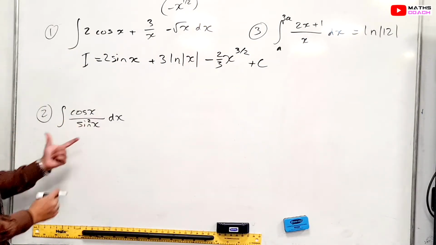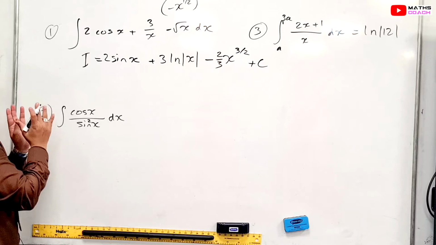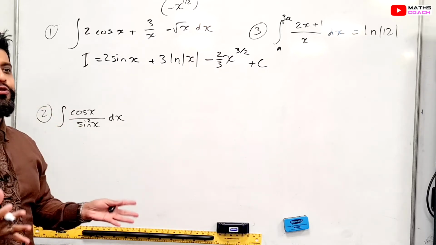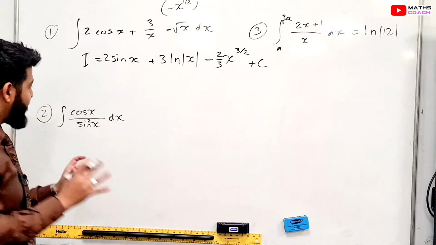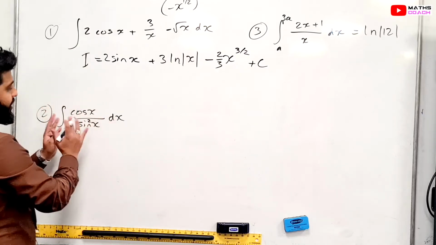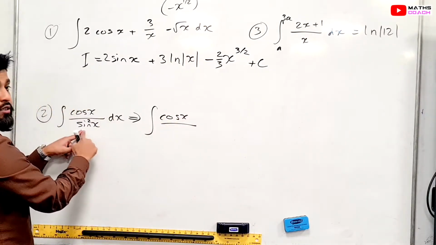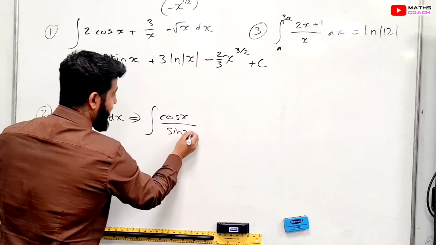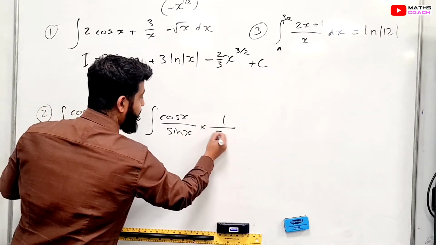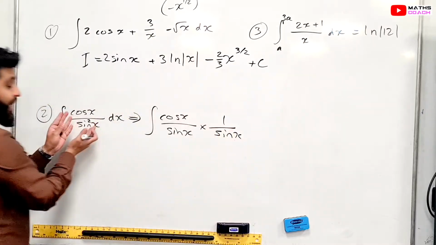Now this one, again, you're probably looking at this thinking of quotient rule. But quotient rule is used for differentiation. So don't get confused with that. What we can do again is just break up this fraction. We can have cos x over, you see we've got sine squared here. So we can have cos x over sine x times by 1 over sine x. And this gives you exactly that, doesn't it?